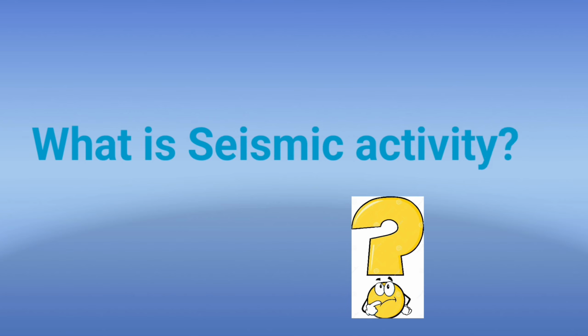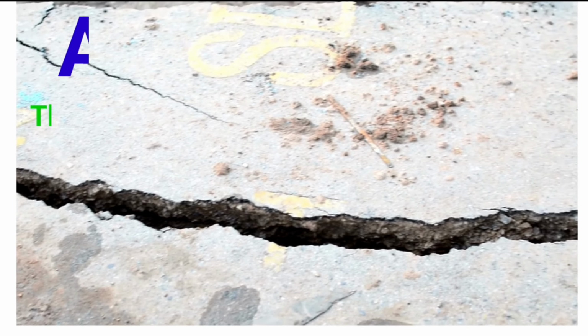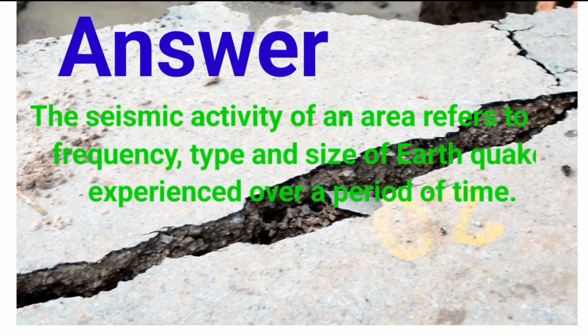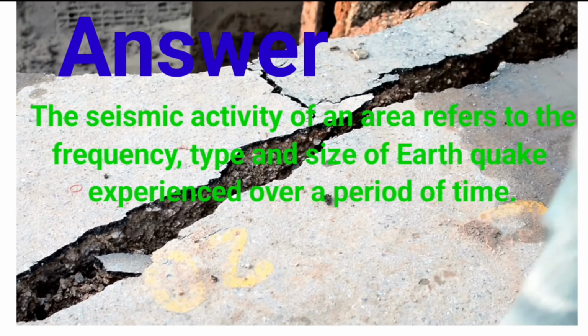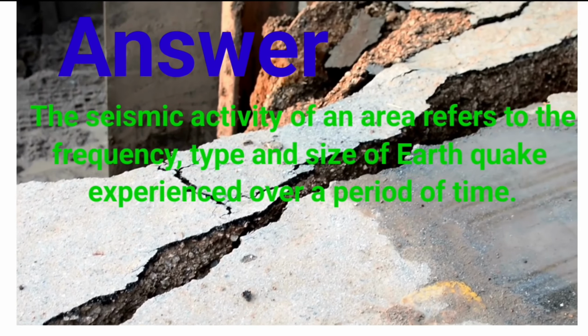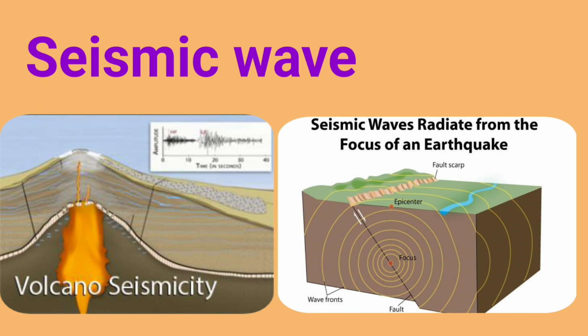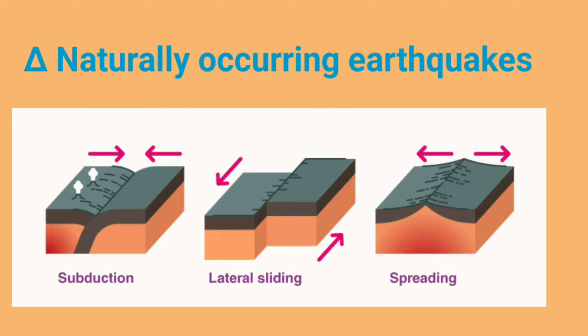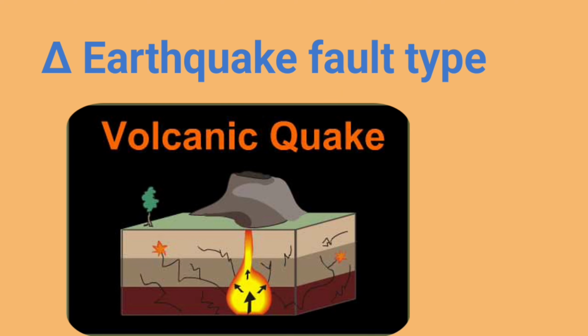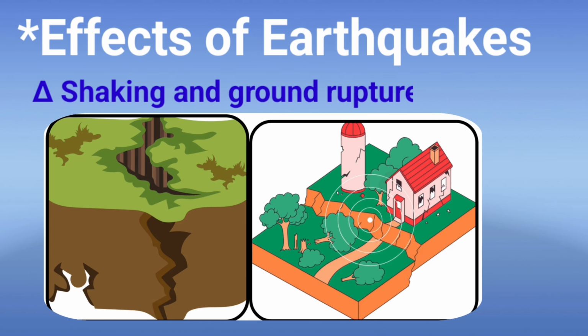What is seismic activity? The seismic activity of an area refers to the frequency, type and size of earthquakes experienced over a period of time. Volcanic seismic activity is a type of earthquake caused by movement of magma deep within the earth, which is different from other earthquakes that are caused by sudden movement of earth along a fault system. Volcanic earthquakes are usually of low magnitude and become more frequent prior to eruption, due to rising lava and magma beneath an active volcano.